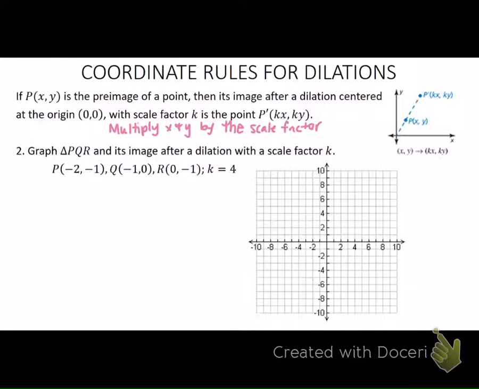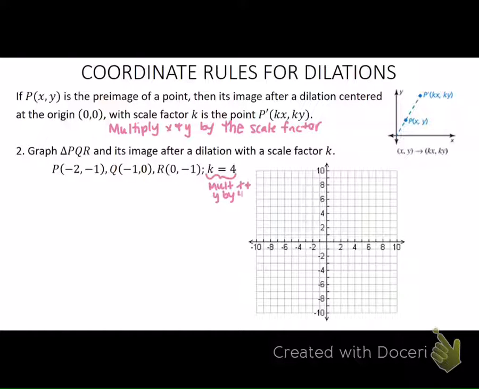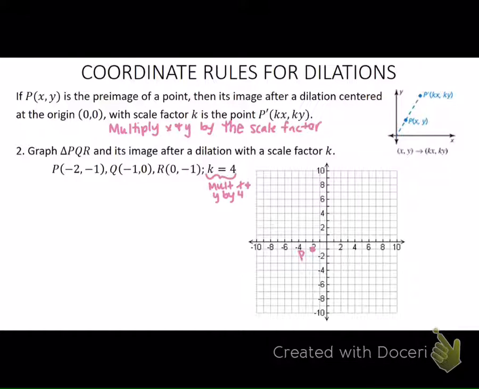So go ahead and plot your points. So you can graph triangle PQR and its image after dilation with a scale factor K. In this case, our scale factor is 4, so we are going to multiply x and y by 4. But first, plot the pre-image. And don't forget to label your points.